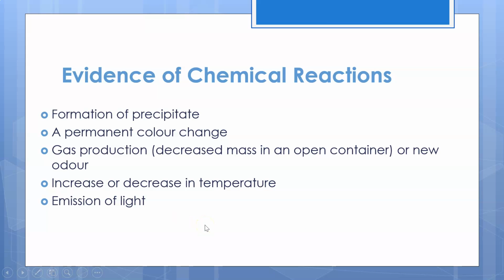Now, how do you know if a chemical reaction has occurred? Well, one of these things may occur. You may get the formation of a precipitate, so that's a solid in the liquid. You may get a permanent colour change. You may get some gas produced or a new odour. You may see an increase or decrease in temperature, or you may see an emission of light.